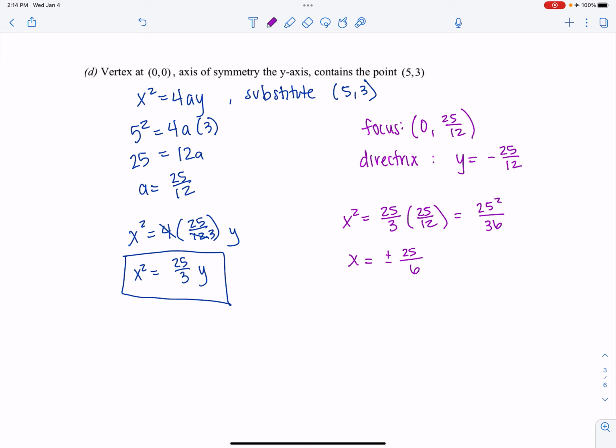So we'll have (25 over 6, 25 over 12). Also, (negative 25 over 6, 25 over 12).